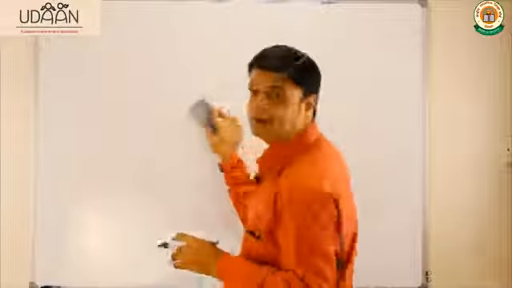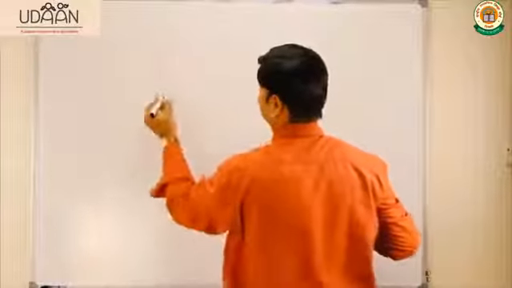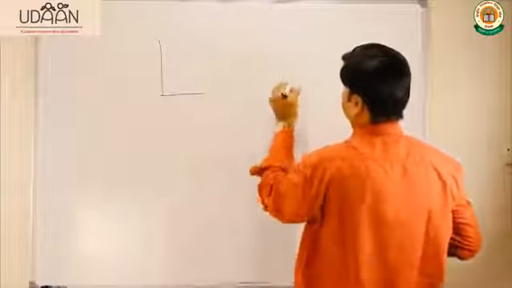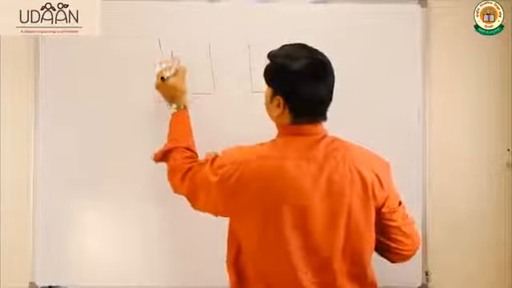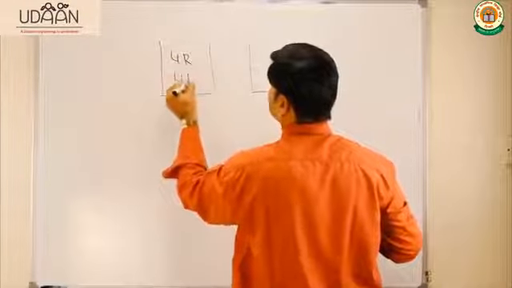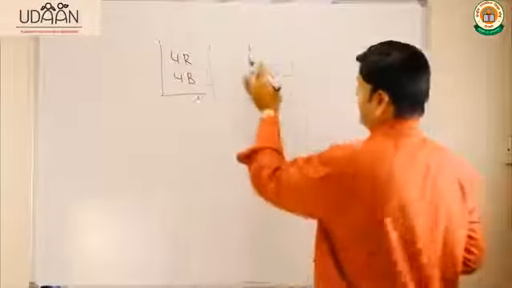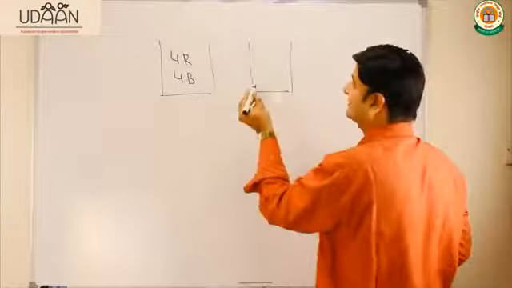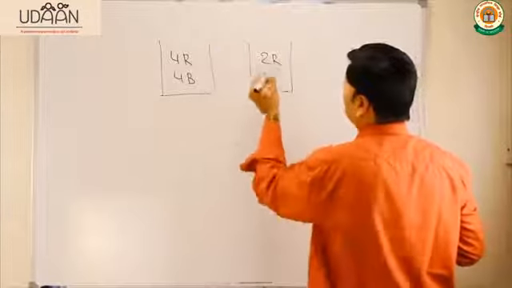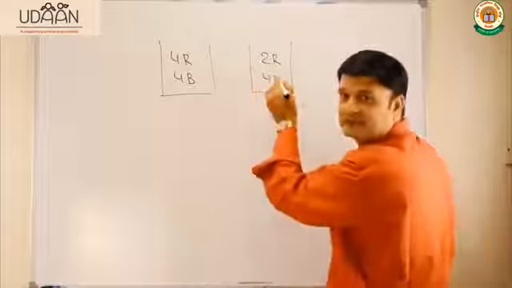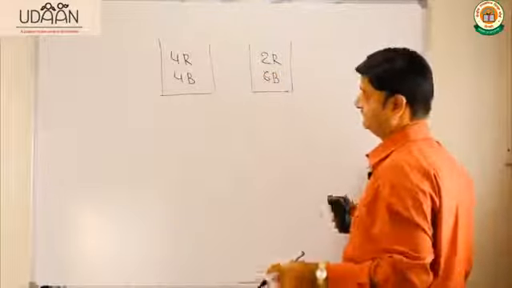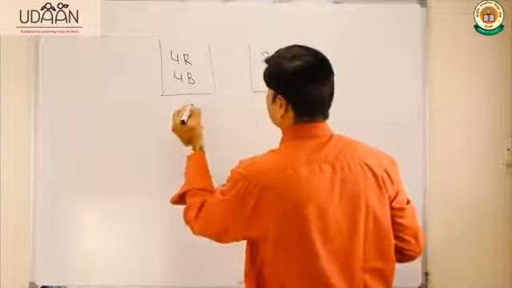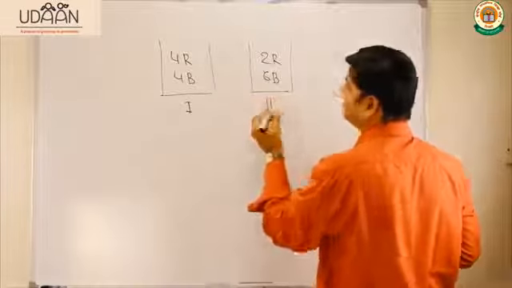We are considering here two bags. Bag 1 contains 4 red and 4 black balls. Bag 2 contains 2 red and 6 black balls. So I am denoting it bag number 1, it is bag number 2.